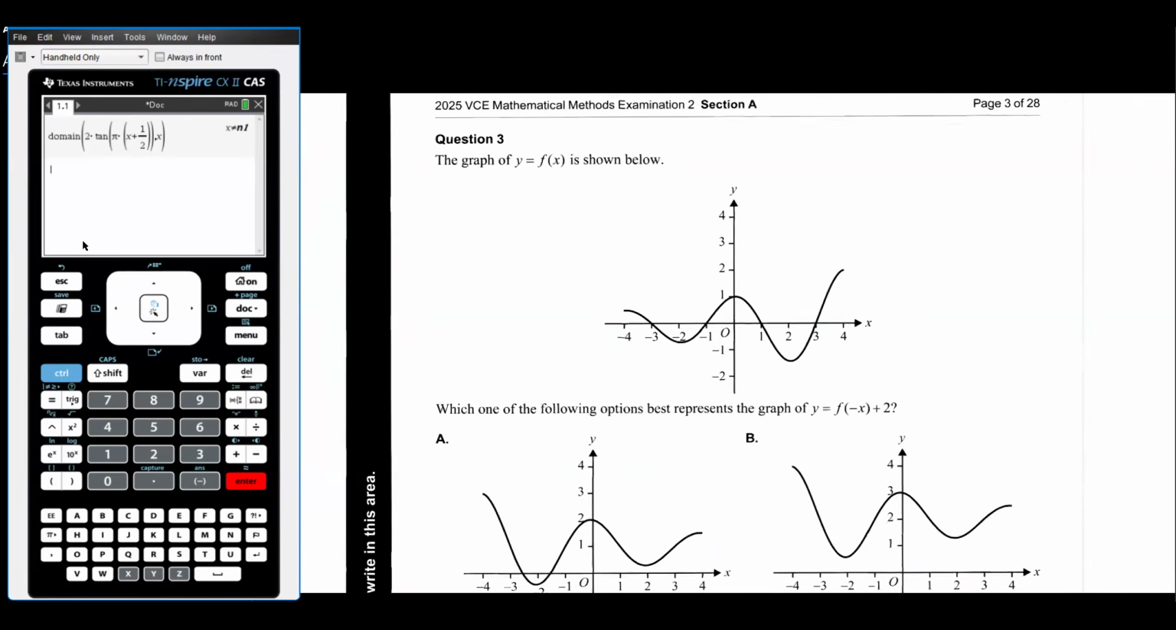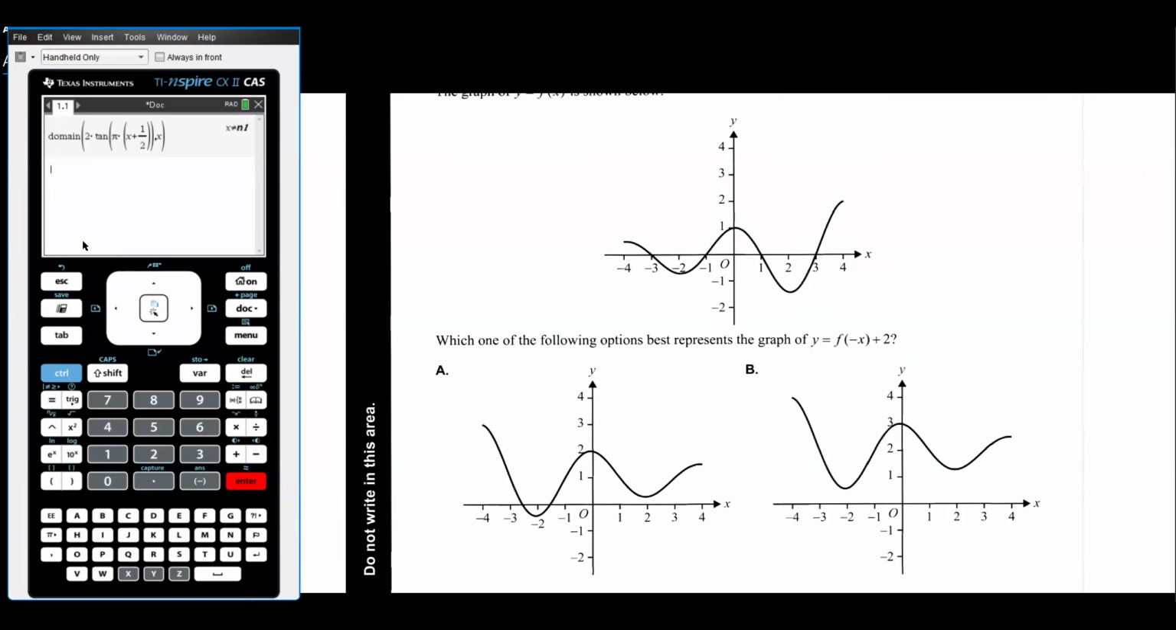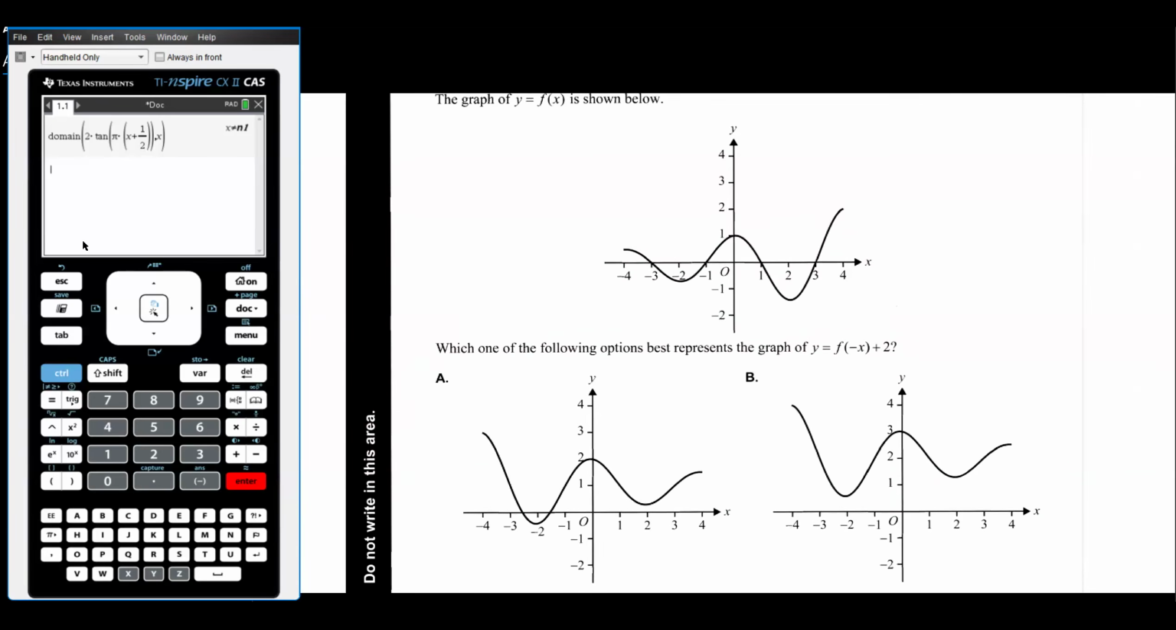The graph of f(x) is shown below. Which one of the following options best describes the function y equals f(minus x) plus 2? So basically, if you draw a reflection of this graph, this bit will be here, and this bit will be roughly the same. And this bit should be here. Therefore, if you reflect the whole graph, it looks kind of like that. And then you shift that by 2 units up. So 1 unit up, 2 units up. So it looks mostly like option B.